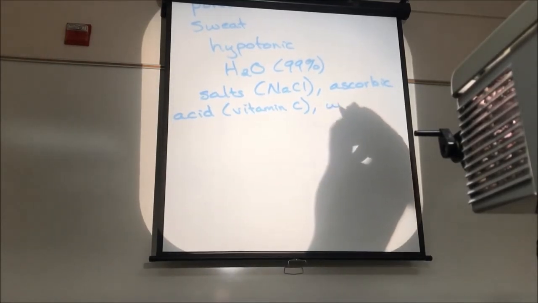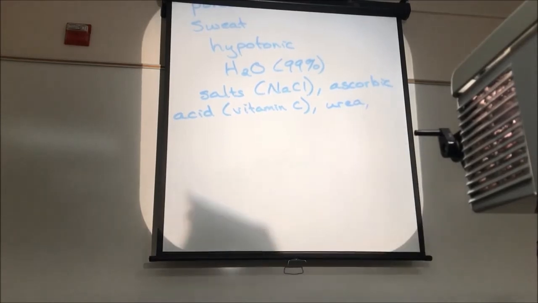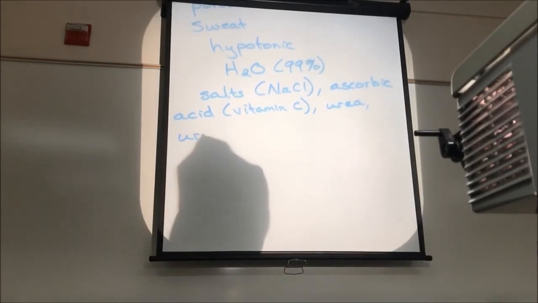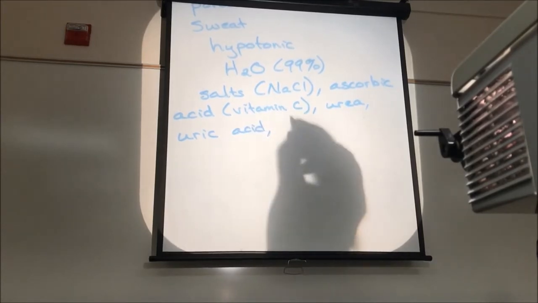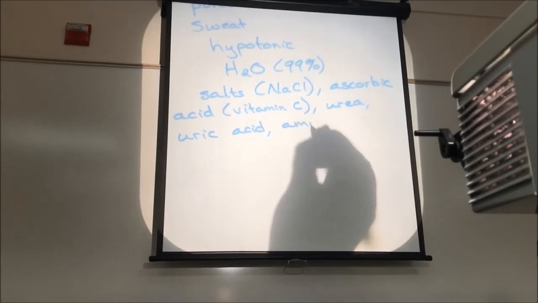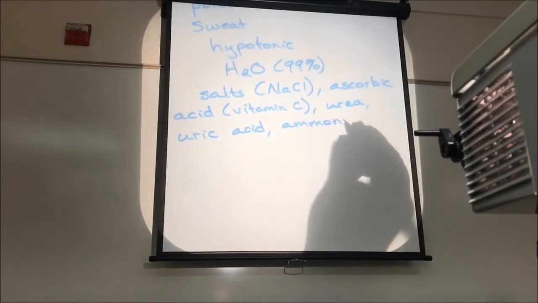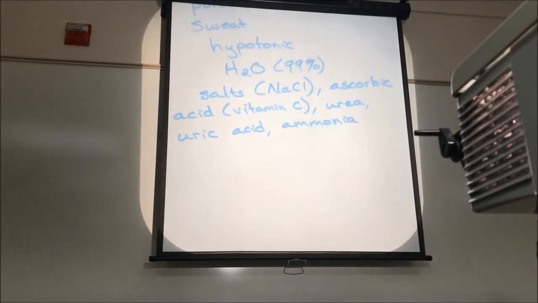Urea, uric acid, ammonia. Now, the human body doesn't really produce very large amounts of ammonia, so this is very much of a trace of ammonia. There isn't going to be much there.